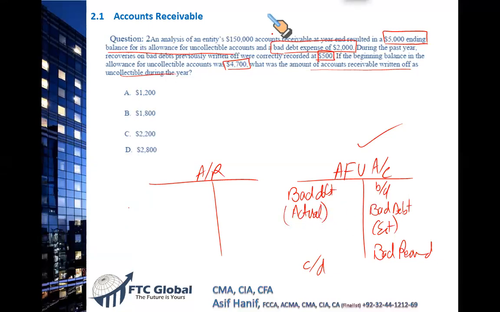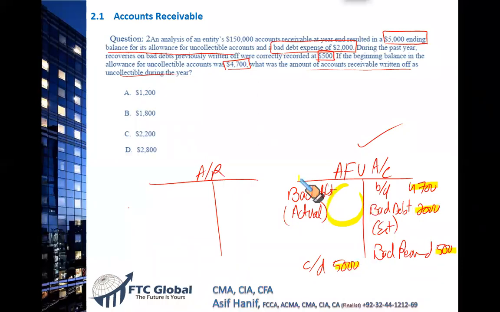All right, so let's plug in the numbers. It says the ending balance is 5,000. Remember, 5,000 ending balance for allowance, so you should plug it here. It further says bad debt expense 2,000. That is the charge for the period. During the past year, recoveries on the bad debts previously written off was 500. That's the bad debt recovered. And it says the opening balance was 4,700. Now all the numbers are given. This less this, and here you go. You should get your answer.